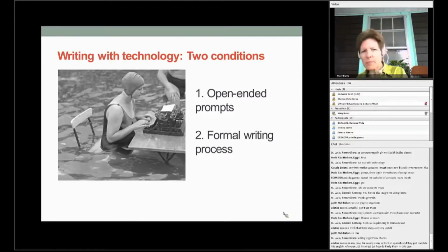So writing with technology has been shown to improve student learning in ways that it doesn't with pencil and paper if we do two things, and this is the big if. If students are given open-ended prompts for writing, and second, if we take students through the formal writing process, that is brainstorming, drafting, revising or editing, and then rewriting. So there's a ton of data on how technology can improve student writing if we do these two things.